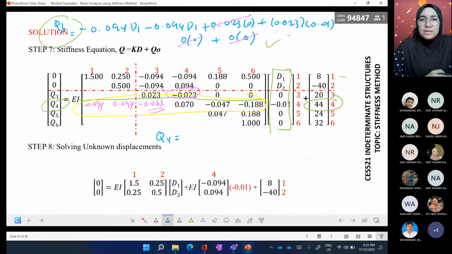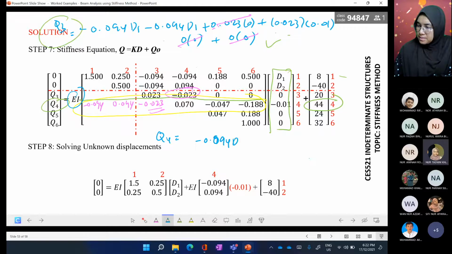Don't forget EI. EI we calculate last, multiply last. Okay, Q4 equals negative 0.094 times D1, plus 0.094 times D2, plus negative 0.023 times 0. This one I directly changed to negative, so negative 0.023 times 0.